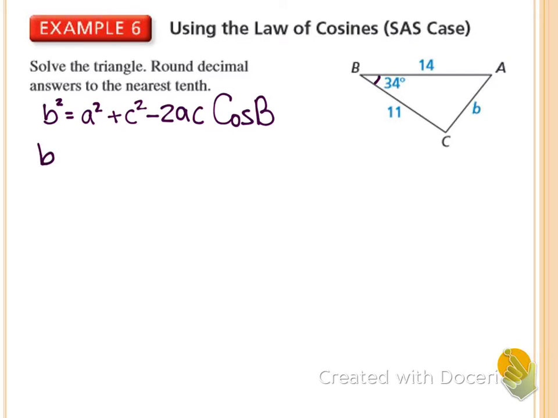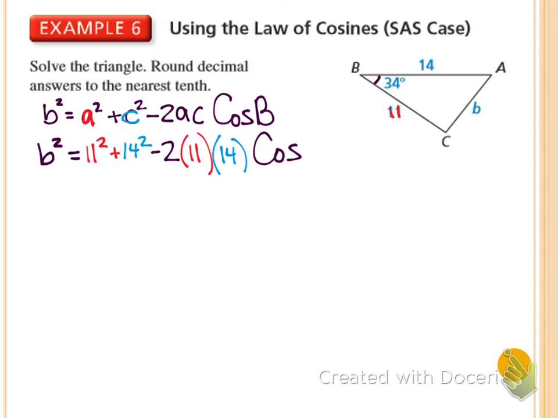Do I know the length of B? I do not at the moment. Do I know the length of A? Yes, what is it? 11. So plug in 11 squared. All right, and then C is 14. So you just keep plugging in. Minus 2. A is still 11. C is still 14. And then cosine, what is angle B?